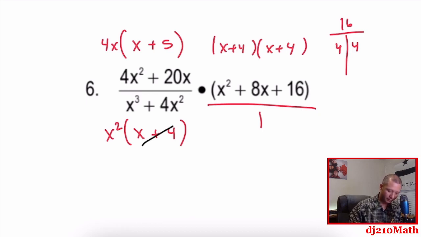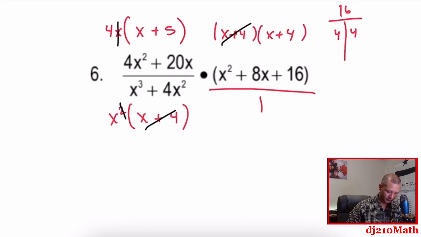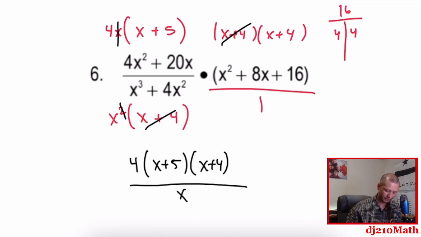x plus 4 in the bottom, x plus 4 in the top. All right, we have a single x up top, and there's two x's in the bottom, so I'm just going to take out one x. And that seems to be it. So writing the leftovers: 4, x plus 5, x plus 4 over x. Okay.